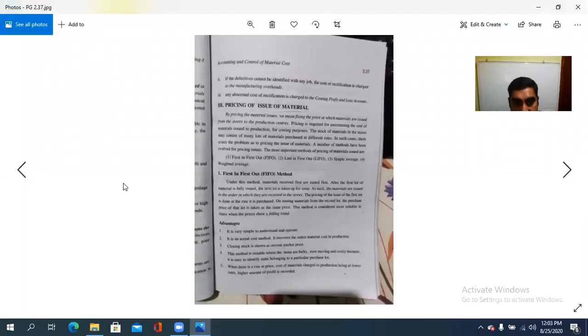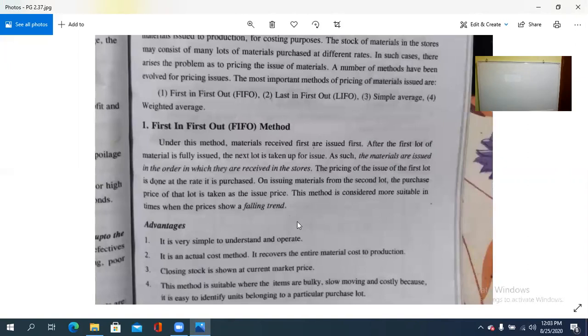Under this method, the material received first has to be issued first. After the first lot of material is fully issued, the next lot is taken up for issue. As such, the materials are issued in the order in which they are received in the stock. The items received first are to be issued first.